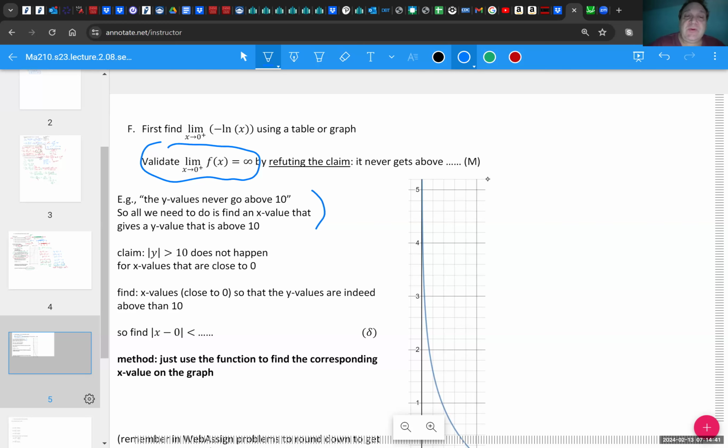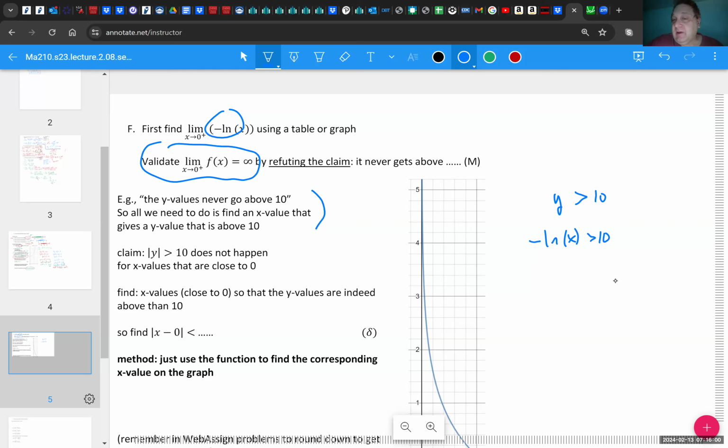Okay. So we know right here that y, hold on 1 second. Okay, I'm back. Sorry about that. So we're trying to find where y can be greater than 10. Right? They're saying y could never be less than 10, so we're going to say y is going to be bigger than 10. So I know what the y function is. It's negative ln x.